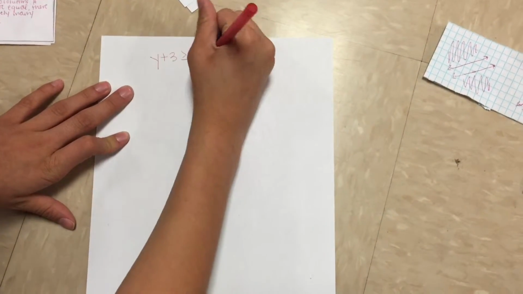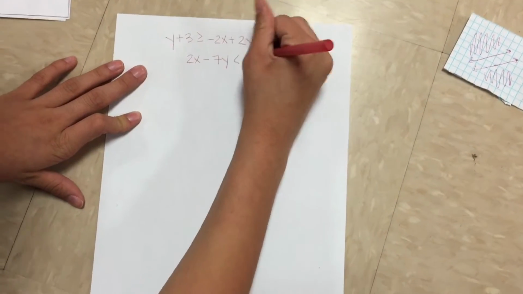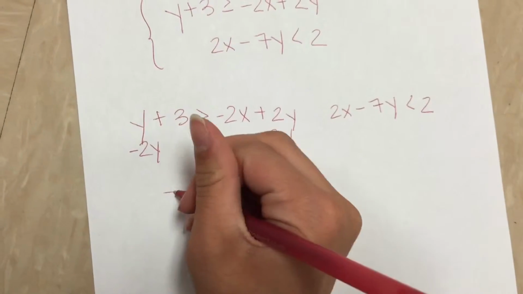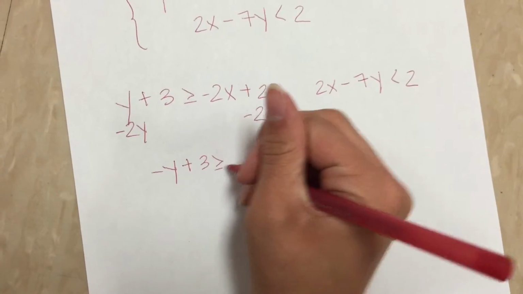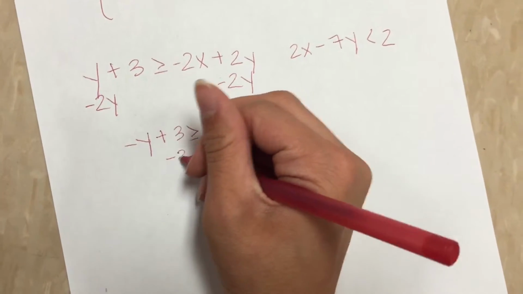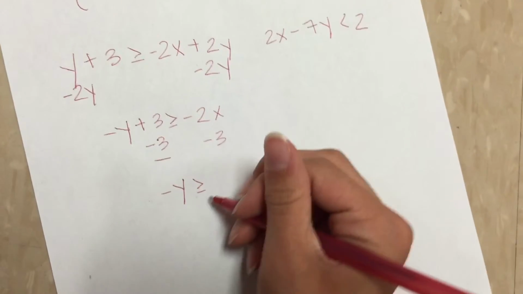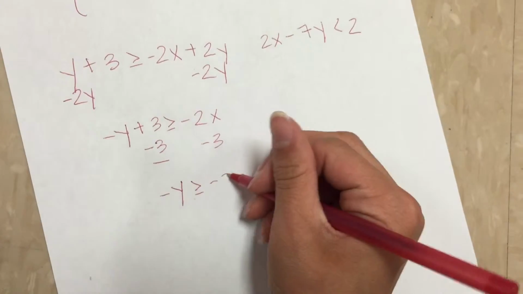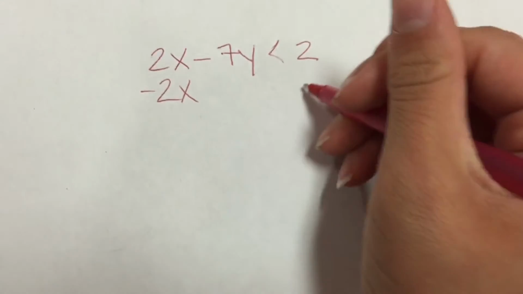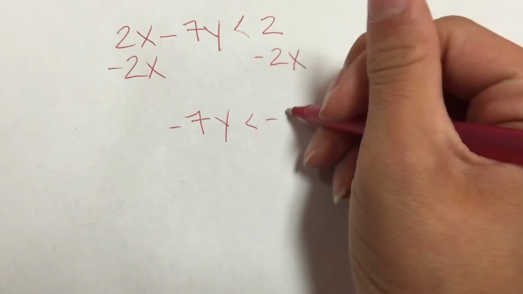Another example problem, y plus 3 is greater than or equal to negative 2x plus 2y, and 2x minus 7y is less than 2. What do we do first? Isolate the y, right? Isn't that what always is done first? Very good. So we subtract 2y from the right so it can be moved to the left. Then we subtract the 3 because our goal is to isolate the y. However, when the y is negative, in this case, we multiply by negative 1 to cancel the negatives. What about the other side? First, you move the 2x to the other side. Then simply divide by negative 7 because that's how the y is isolated.